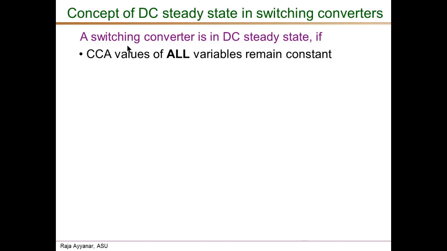So the statement is: a switching converter is in DC steady state if the cycle by cycle average values of all the variables remain constant. The key difference between non-switching and switching is the CCA value here. In a non-switching converter, even the instantaneous values were constant, whereas in switching converters, instantaneous values can be switching or time varying, but if we take their average over one switching period, the CCA values remain constant if the circuit is in DC steady state.